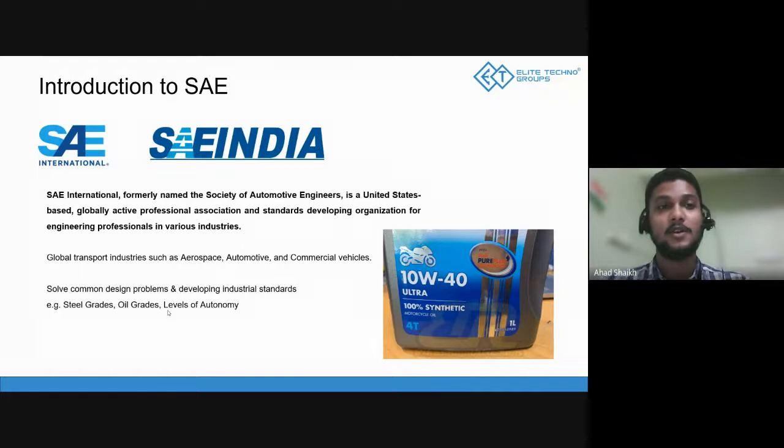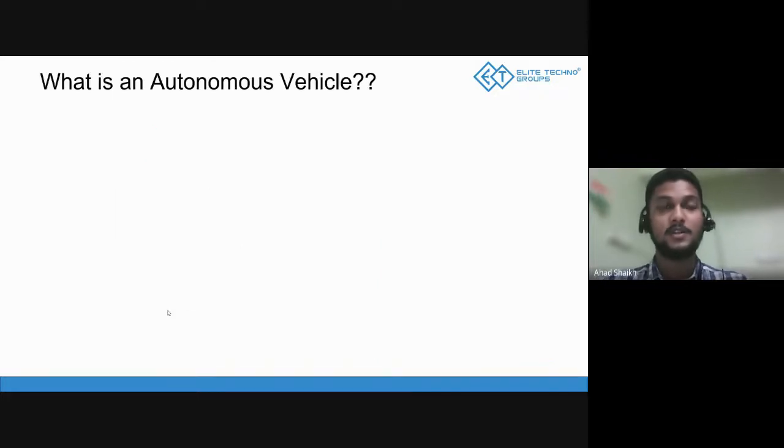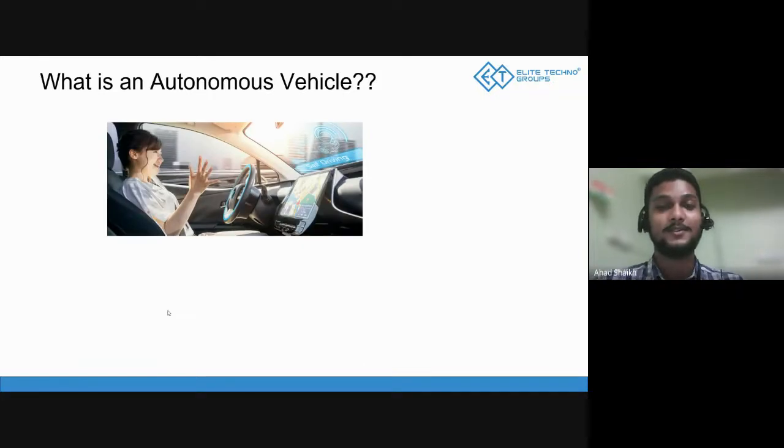Now coming to the next part of today's session: what exactly is an autonomous vehicle? Okay. So how do you define an autonomous vehicle? In your imagination or in your own words, what would you say when you say autonomous vehicle?